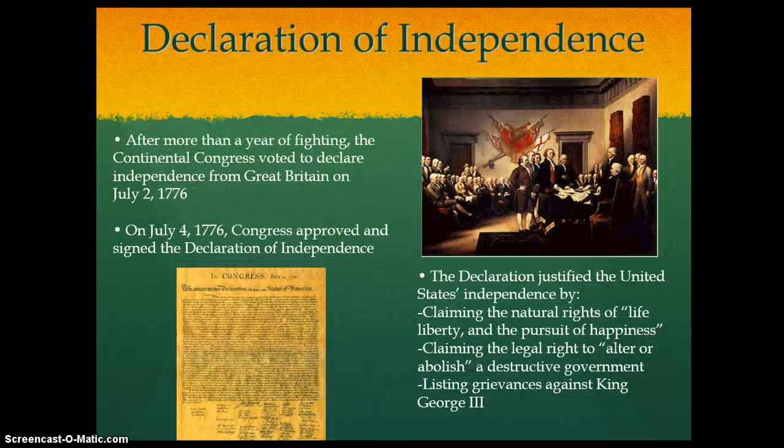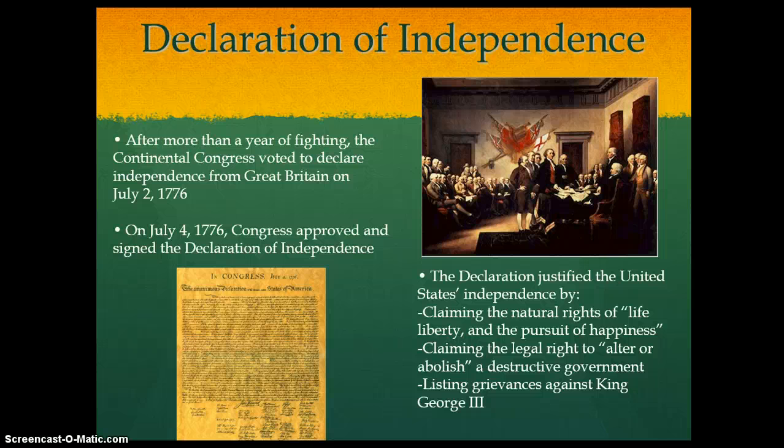So, Declaration of Independence. After more than a year of fighting, the Continental Congress voted to declare independence from Great Britain on July 2nd, 1776. The Continental Congress was, for the most part, a new version of the Stamp Act Congress. A lot of the same representatives were there, including many of the founding fathers. On July 4th, 1776, this Congress approved and signed the Declaration of Independence.